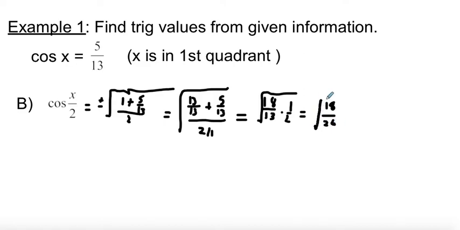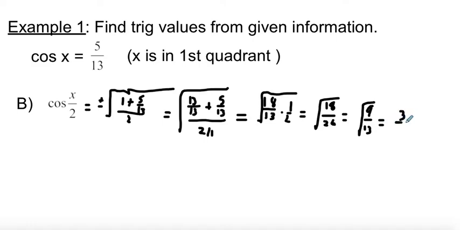And I'm going to reduce this down first. So if I reduce this down, I can see that 2 goes into both 18 and 26. So I'm getting 9/13. And then think about square rooting this. I can actually take the square root of the numerator there, which is 3.